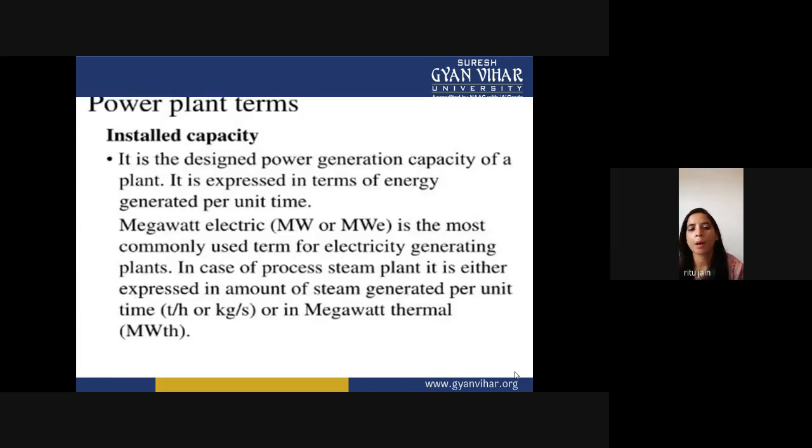Now we come to the power plants. First we have to understand how we will decide the capacity of a power plant. It depends upon your load demand: how much load is connected through this power plant, how many appliances are connected to this power plant, and how much we do some future analysis.